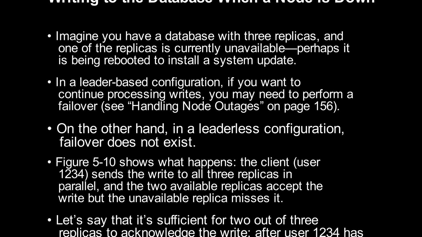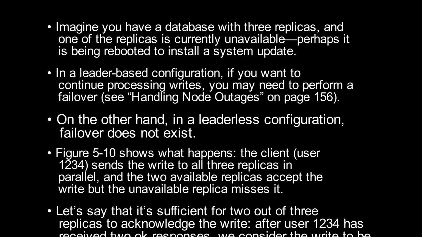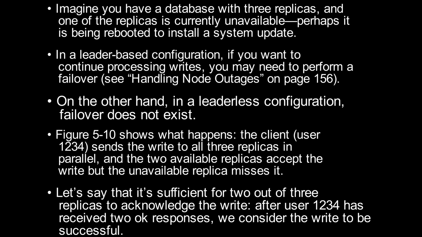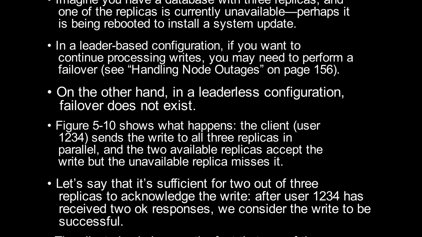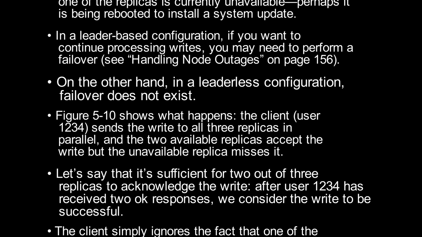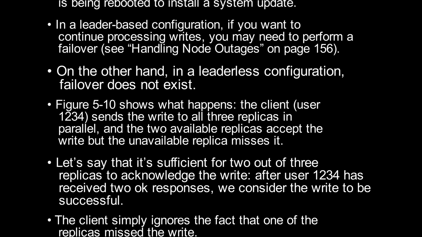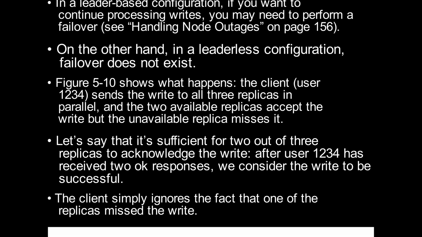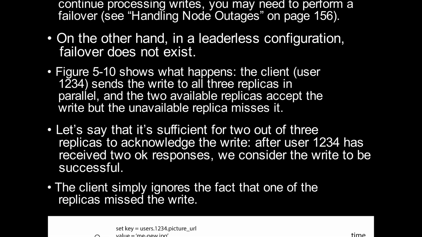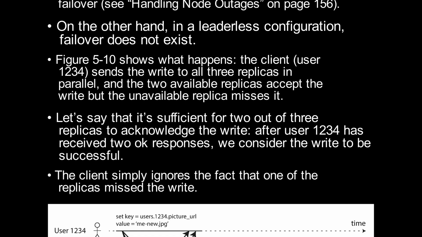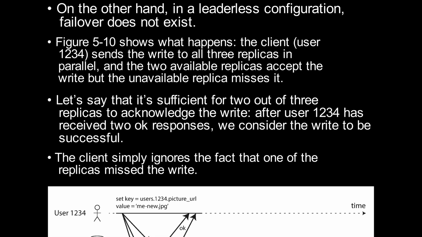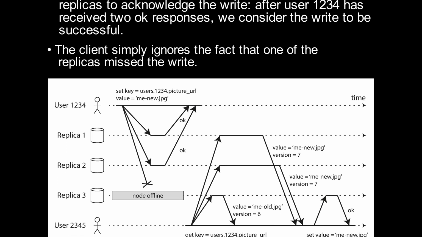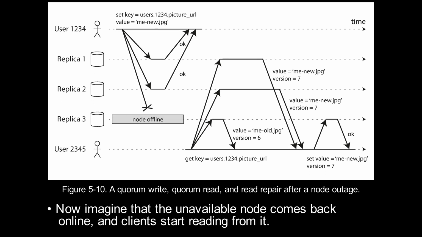The client, user 1234, sends the write to all 3 replicas in parallel, and the 2 available replicas accept the write, but the unavailable replica misses it. Let's say that it's sufficient for 2 out of 3 replicas to acknowledge the write. After user 1234 has received 2 OK responses, we consider the write to be successful. The client simply ignores the fact that one of the replicas missed the write. Figure 5-10. A quorum write, quorum read, and read repair after a node outage.